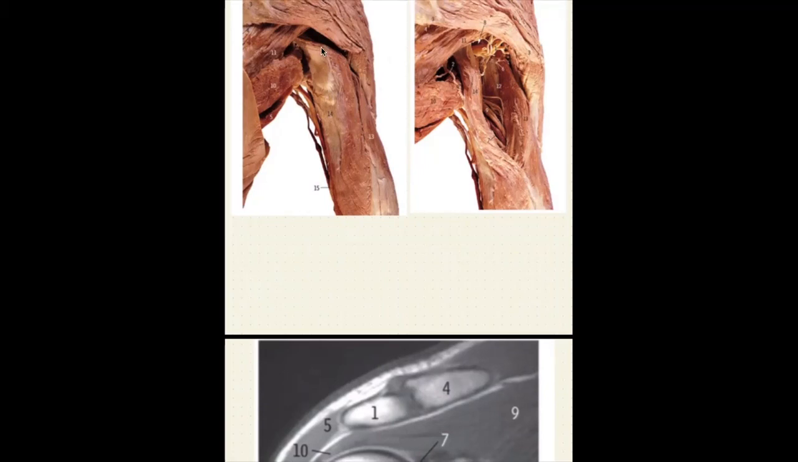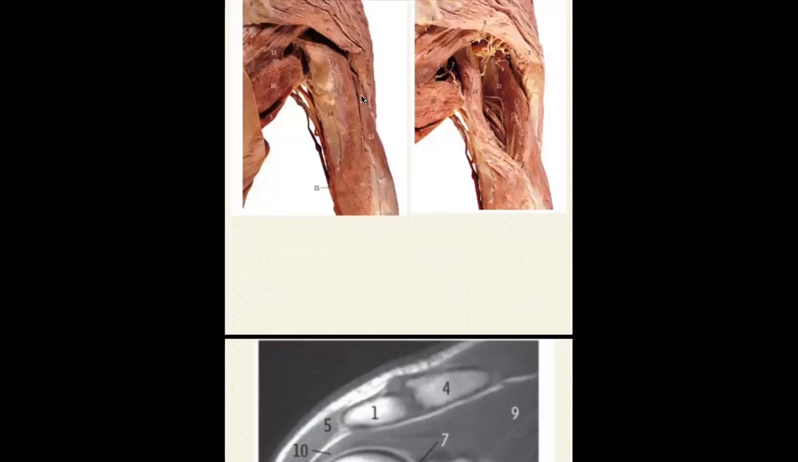I'm getting confused. Please, somebody else. Superior thoracic artery, exactly. The superior thoracic artery is from the first part. From the second part, two arteries come: thoracoacromial and lateral thoracic.